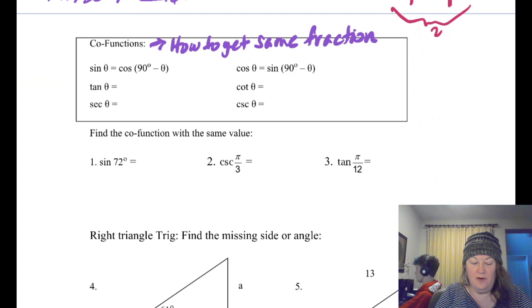Are you noticing a similarity when I name those? Sine and cosine go together. Tangent and cotangent go together. Secant and cosecant go together when we're talking about cofunctions. Okay, so cosine and sine go together. Cotangent and tangent go together. And cosecant and secant go together. Okay, so again, just to show you what we're talking about here.